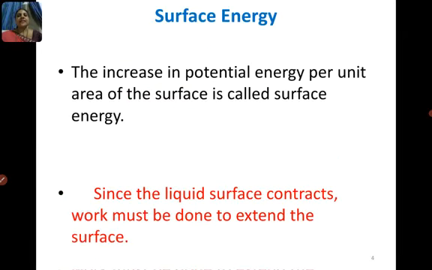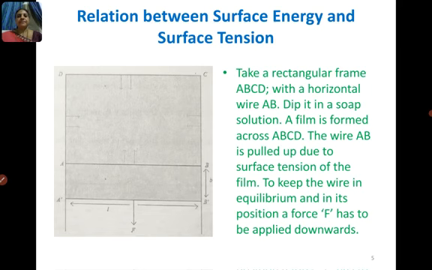The increase in potential energy per unit area of the surface is called surface energy. Since the liquid surface contracts, work must be done to extend the surface. Then we will discuss the relation between surface energy and surface tension.